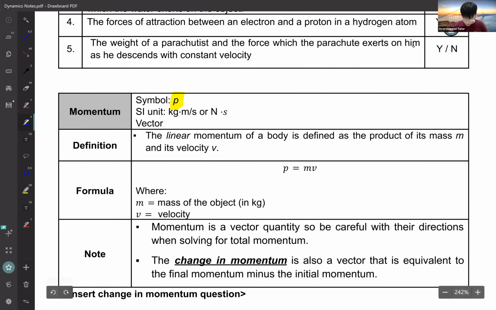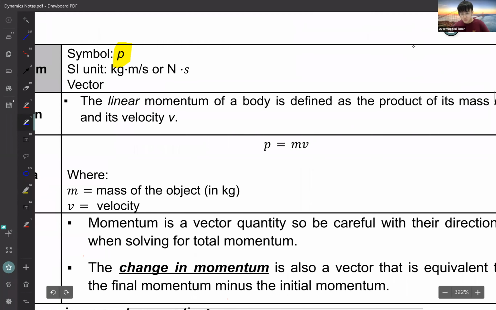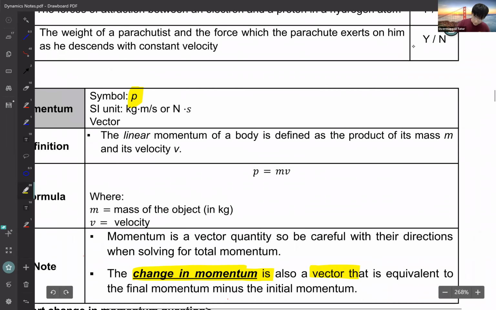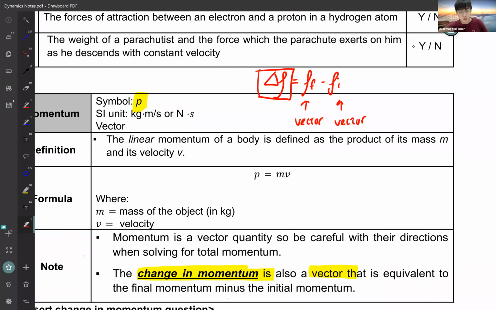And I just want to add in one little pointer here. The change in momentum is also a vector quantity. So if you ever consider final momentum minus initial momentum, this is known as your change in momentum, right? This is a vector. This is also a vector.